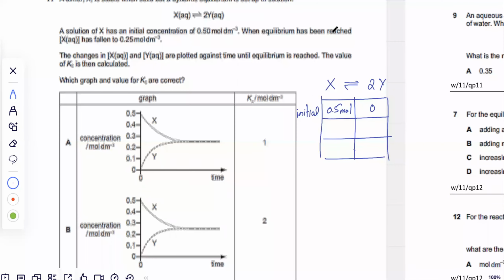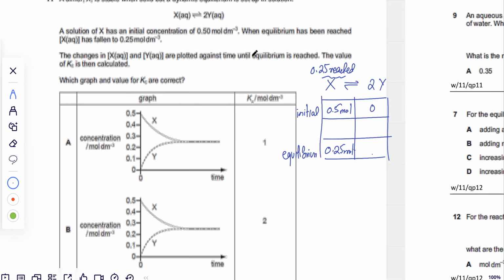When equilibrium was reached, the concentration of x had fallen to 0.25. So once the forward and backward reactions were happening at equilibrium, you found out that the concentration had dropped to 0.25 moles. Initially you had more x and now you have less x. So that means 0.25 moles are gone, which means that 0.25 moles have taken part in the reaction. They've reacted, right? Okay, is this clear? Anna, is this clear?